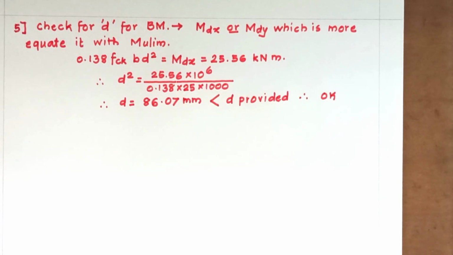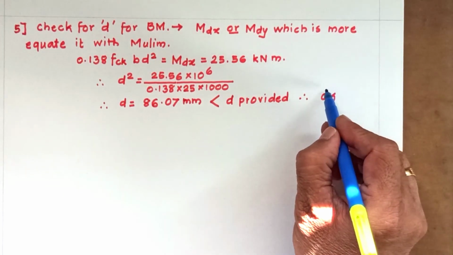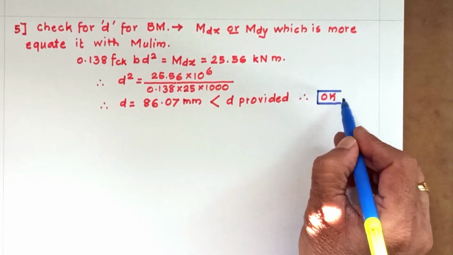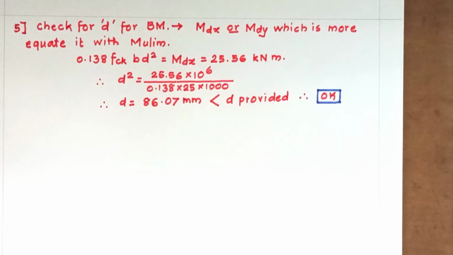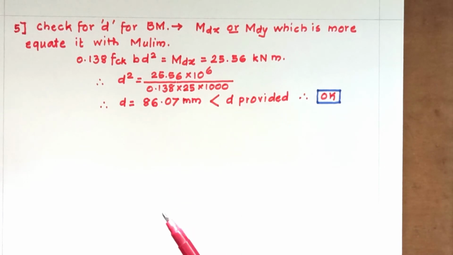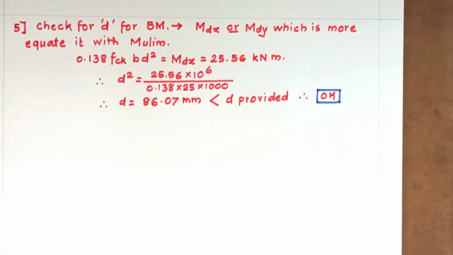So, once you have checked it for the greater value of bending moment, this will be satisfied for the lesser value also. So, this is the check for D for BM. Hence, we also know that if D provided is greater than D required for bending moment, definitely it will be an under reinforced section.